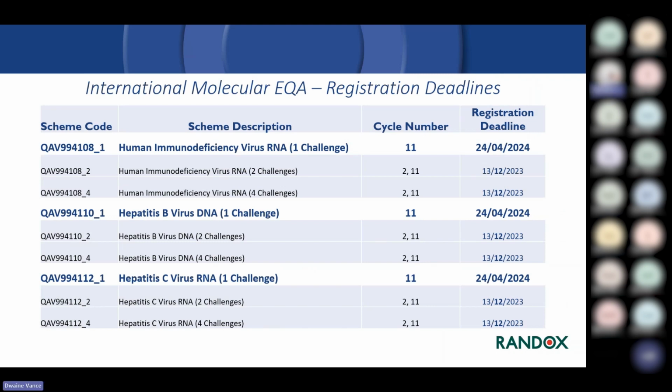So with regards to the registration deadlines, the deadline for the single challenge programs for HIV, hepatitis B, and hepatitis C is the 24th of April, and that is distribution cycle number 11, which is distributed globally in Q3 of this year.